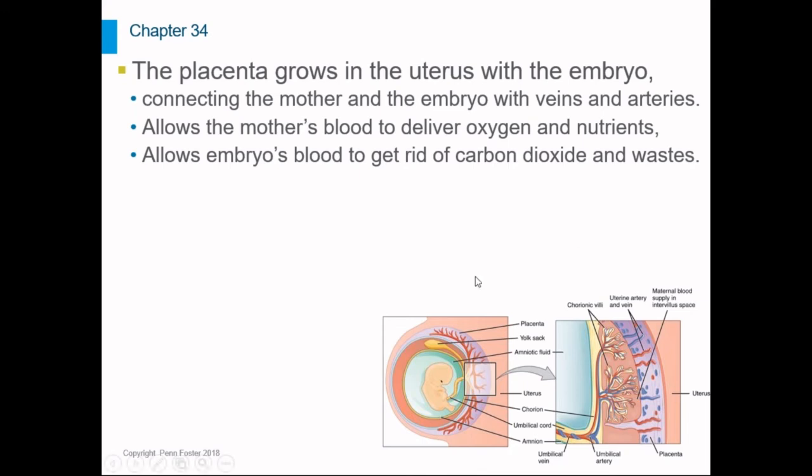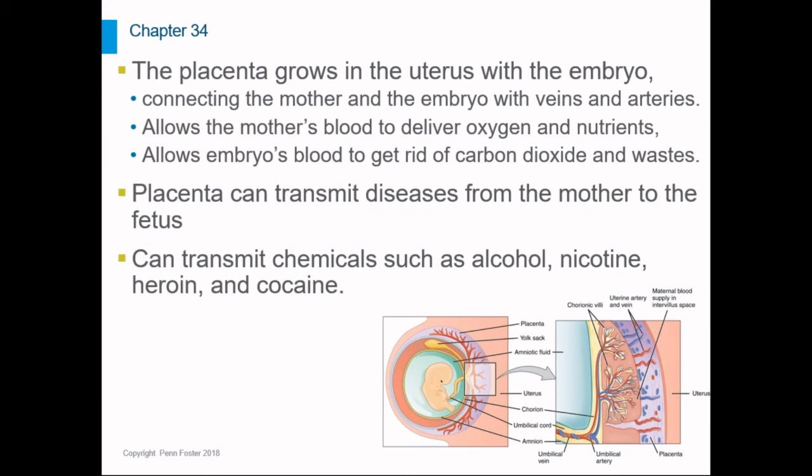You can see in this diagram, it is going between the embryo and the mother, and there are veins and arteries going through the placenta. Note that because the blood is shared, the placenta can transmit diseases from the mother to the fetus, and also chemicals such as alcohol, nicotine, heroin, and cocaine can go from the mother's body to the fetus.